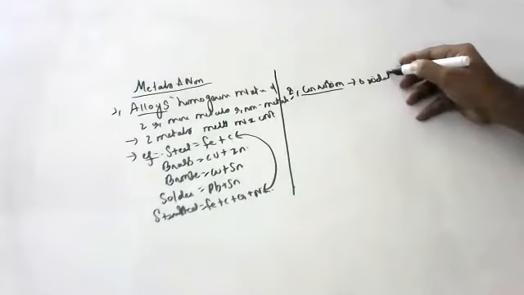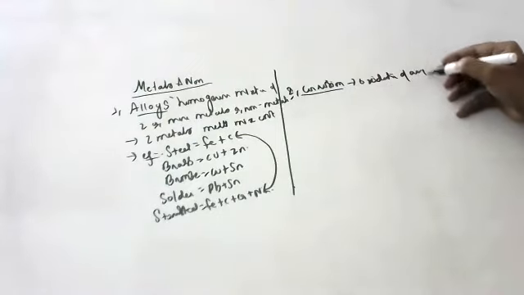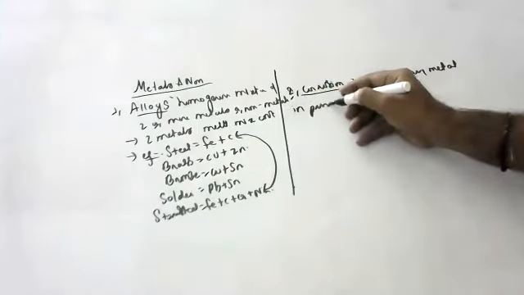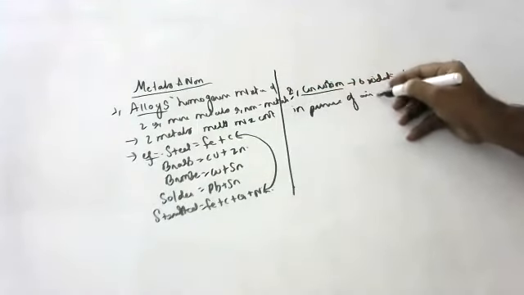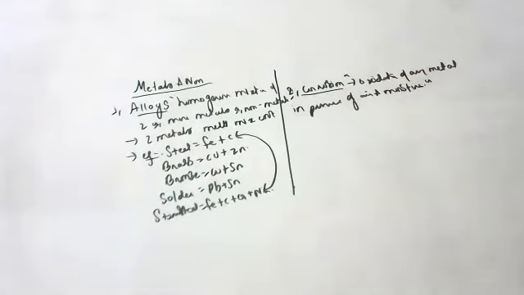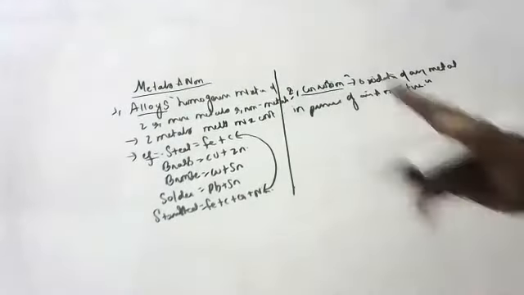Oxidation of any metal in presence of air and moisture is called corrosion. Oxidation of any metal in presence of air and moisture is called what, children? Corrosion.